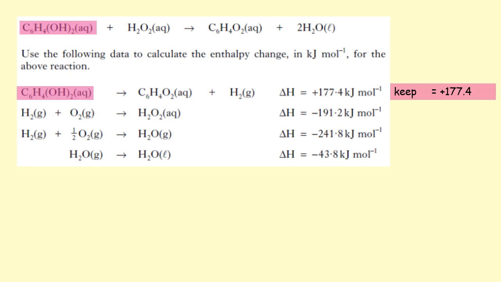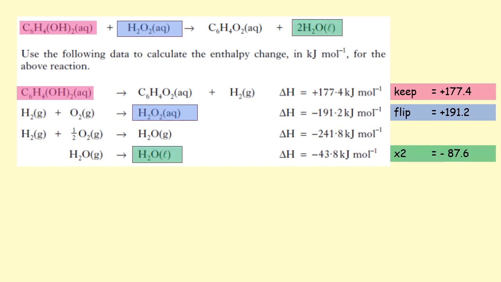So in equation 1, we've got that C6H4OH2. It's in the right place and it's got the right number, so we're just going to keep it the same at positive 177.4. In equation 2, we've got that H2O2. Now that one, we've got the right number, but we need to flip it. So that negative 191.2 becomes positive 191.2. The third equation we'll leave for now because there's something weird about it.